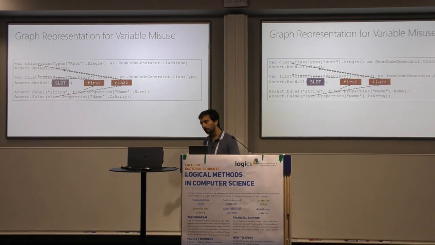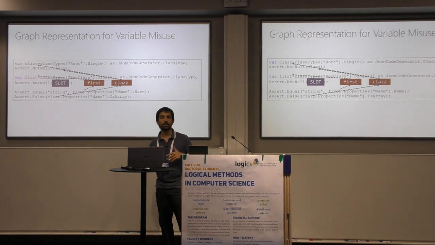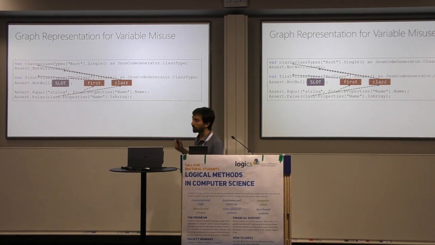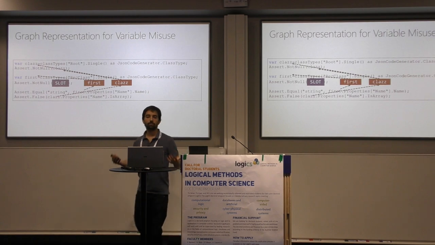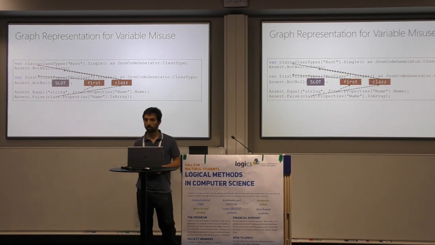And now the tricky part comes where we connect these candidate nodes, and this is a design decision again, where we connect these nodes, the first, for example, as follows. If first was in the slot, how would data flow around it? If class was in the slot, how would data flow around it?